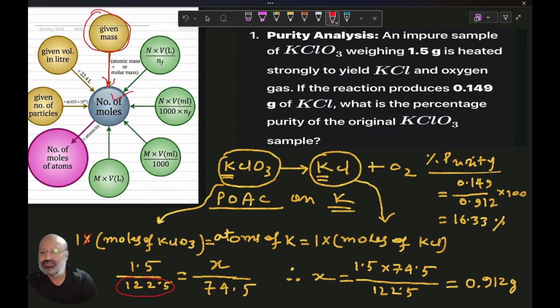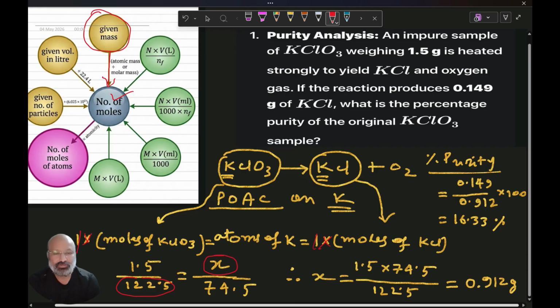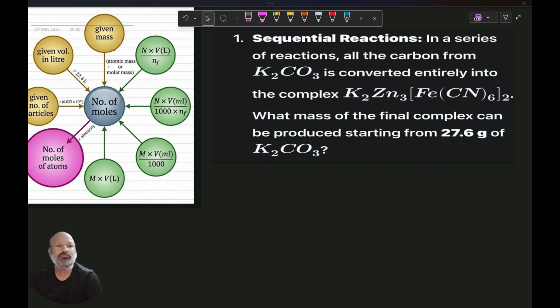Here is the atomicity. You can see this atomicity here. It is 1. Here also 1. If I don't multiply, it doesn't matter. But if there is a different number of atoms, then definitely it will matter. So in that case, we are able to find out this particular theoretical value of KCl that should have been prepared. By that method, we have easily calculated percentage purity. Now let's go to another sum.